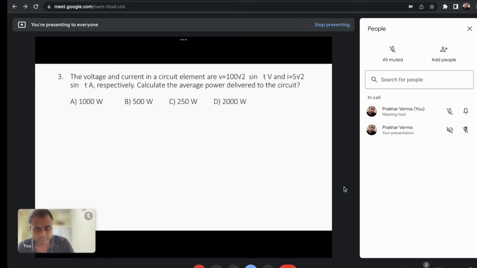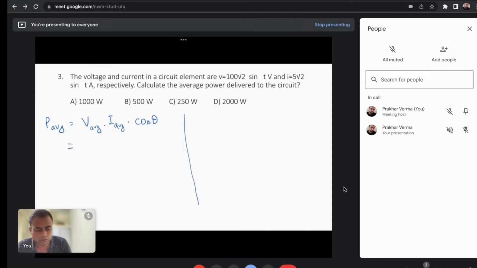Again, we know that average power P average is equal to potential difference V average multiplied by current average into the power factor of the circuit, that is given by cos theta.